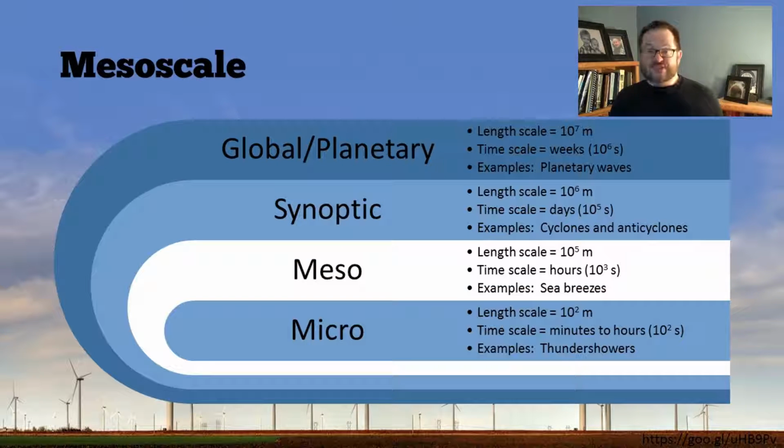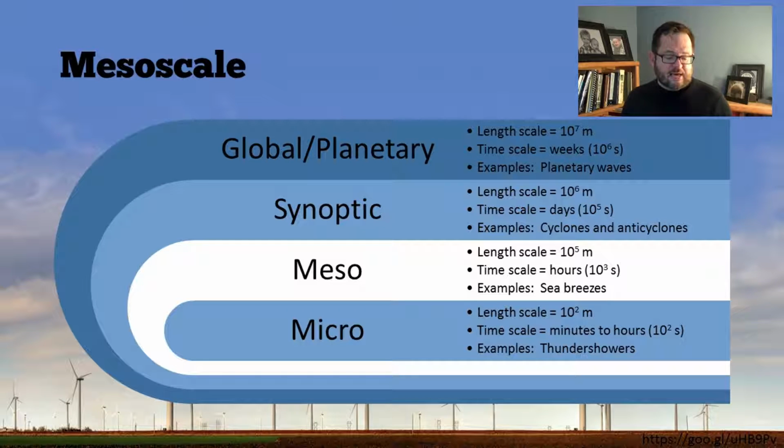Okay, mesoscale. Mesoscale encompasses weather features within which microscale things happen. Meso is a Greek prefix that means something like middle. So this is the middle of these scales. We saw the Greek prefix meso before when we talked about the mesosphere. It was the middle atmosphere.